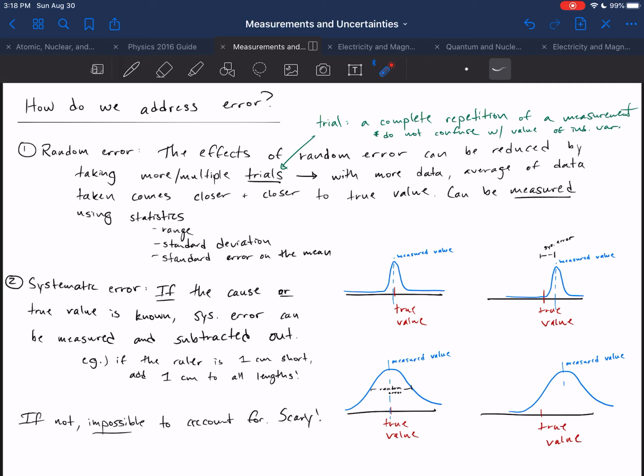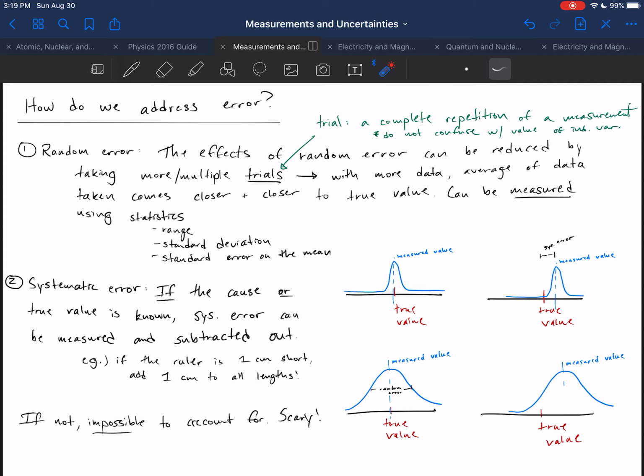I should be careful here. Trial is a word that you're going to want to use correctly. A trial is a complete repetition of a single measurement. So let's say I'm measuring a bunch of different heights, and I'm timing the time it takes for a ball to drop. If I'm taking multiple trials, what that means is I'm taking multiple measurements of the same height. If I'm taking multiple heights, that's not a trial. That's a different value of the independent variable. So a trial has to be literally a repeat measurement.